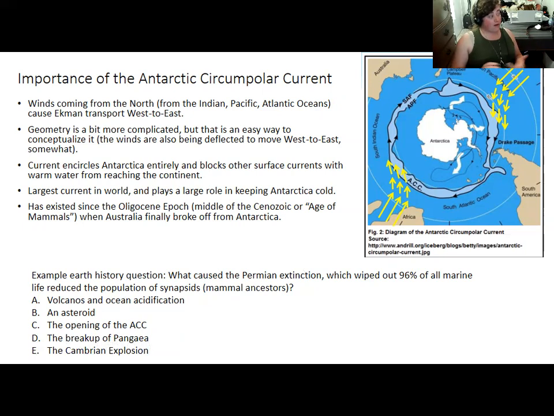So we've talked a fair bit about different extinctions when life in Antarctica or worldwide died off all at once due to natural disasters occurring. So what caused the Permian extinction, which wiped out 96% of all marine life and reduced the population of synapsids or mammal ancestors? So that should give you a clue that was quite a while ago. We don't really talk about synapsids in the Age of Mammals, we talk about just mammals. But A, volcanoes and ocean acidification. B, an asteroid. C, the opening of the ACC, D, the breakup of Pangaea, and E, the Cambrian explosion.